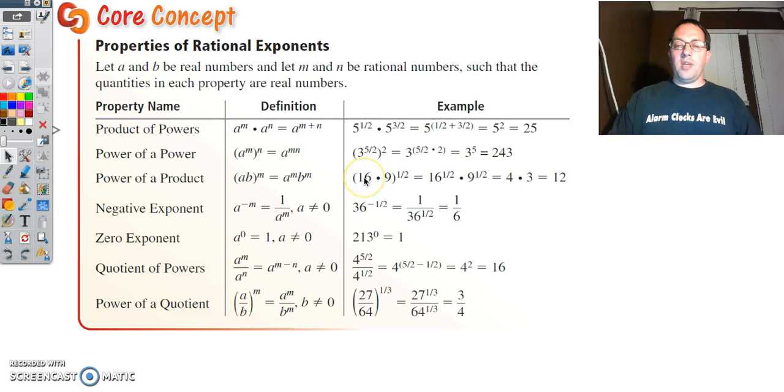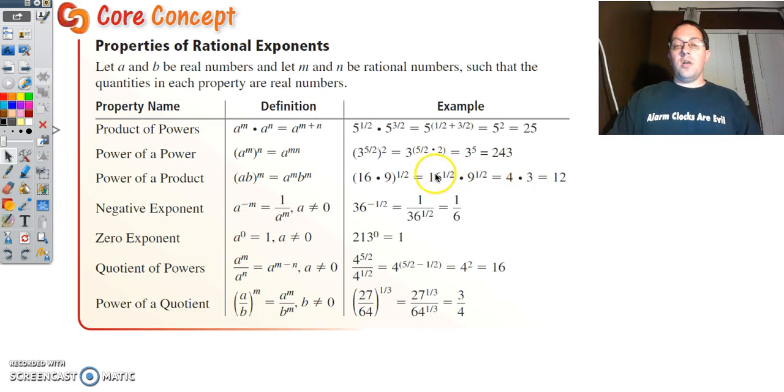So in our example, we have 16 times 9 all being raised to the 1/2 power. Well, that's 16 to the 1/2 power times 9 to the 1/2 power. If you remember, the 1/2 exponent, that's the same thing as taking the square root. So this is the square root of 16 times the square root of 9. So 4 times 3, 12.